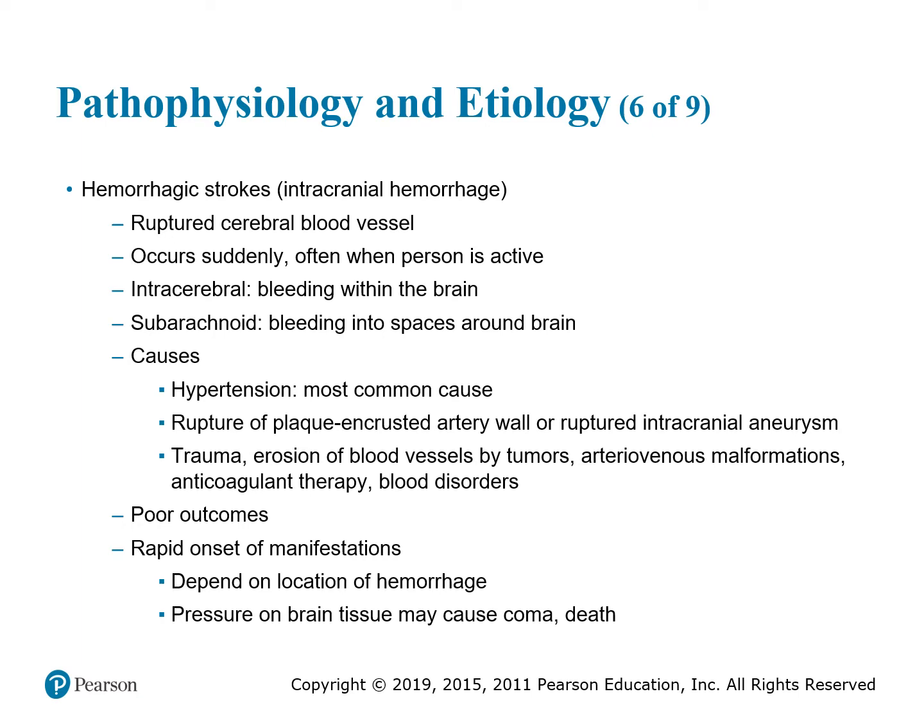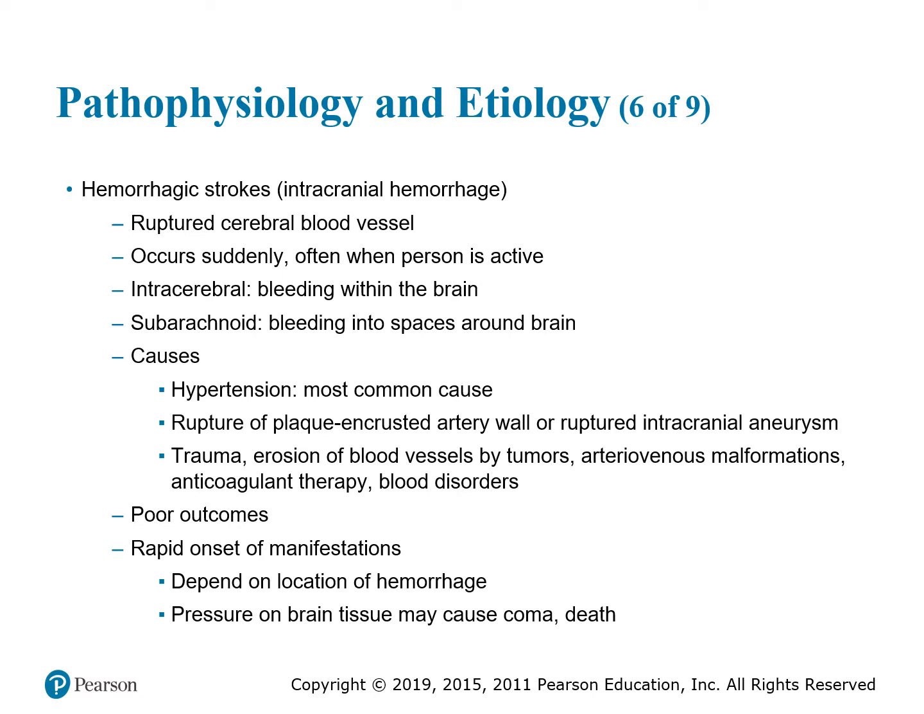So what happens? You have a ruptured blood vessel in your brain. So in other words, you got a blowout in your tire, a hole. It occurs suddenly, often when the person is active. They have bleeding in the brain. There's bleeding into the spaces around the brain, which is subarachnoid. Bleeding in the brain is intracerebral. These are some of the patients that will say, oh, I have a sharp pain in my head. And then all of a sudden, when they say that, they pass out.